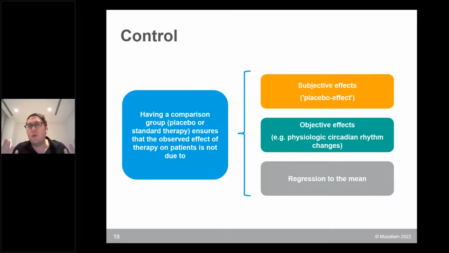So you need two arms so that you can actually subtract that effect from the effect you see in your treatment arm, and you get the true effect of the drug, and remove the part that was just because the patient is taking any type of pill.